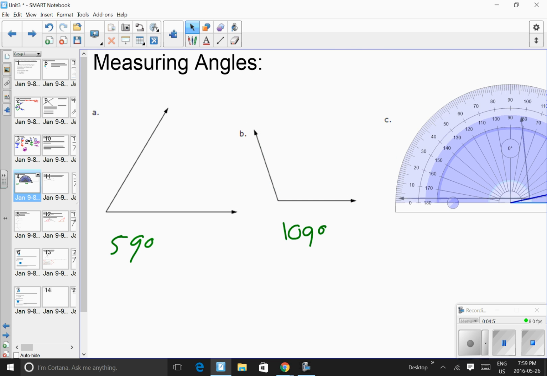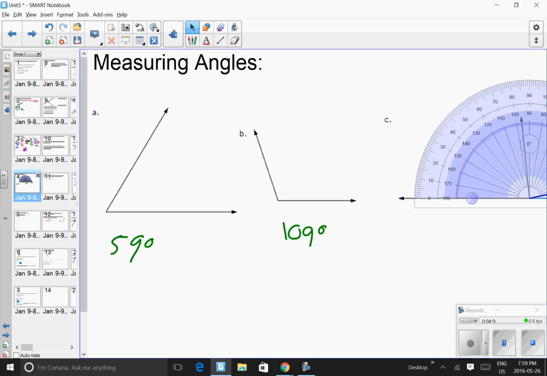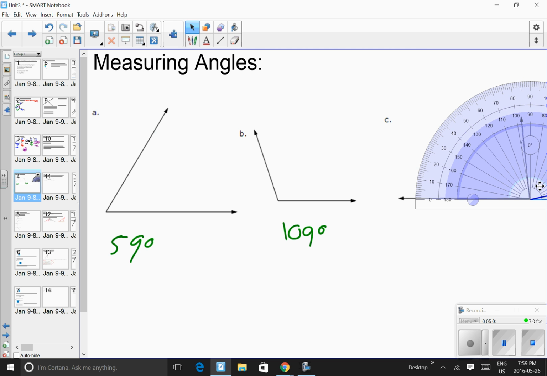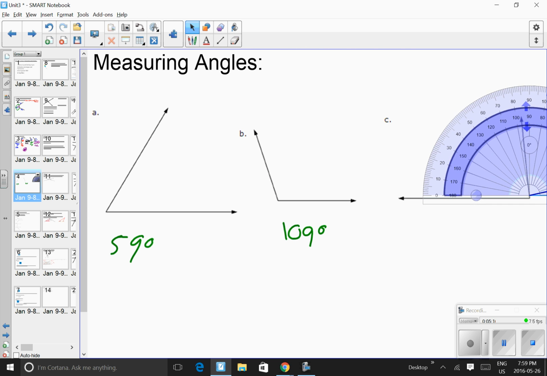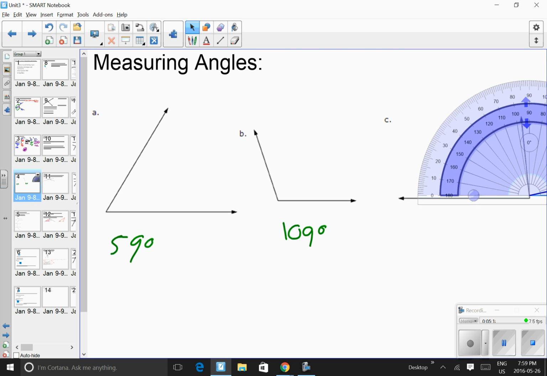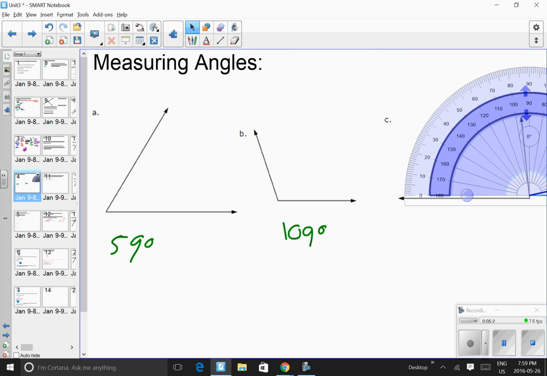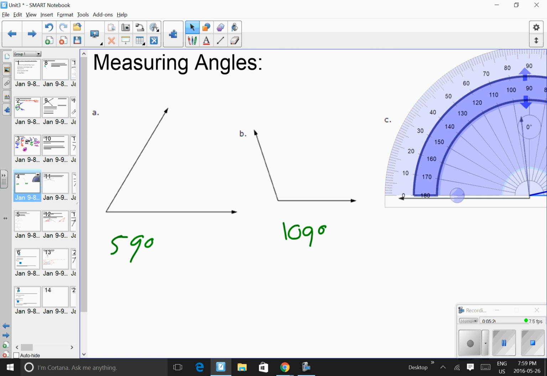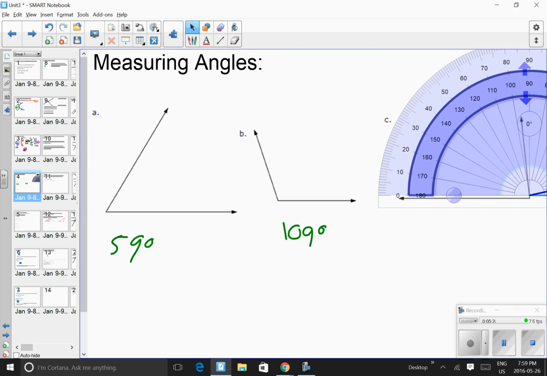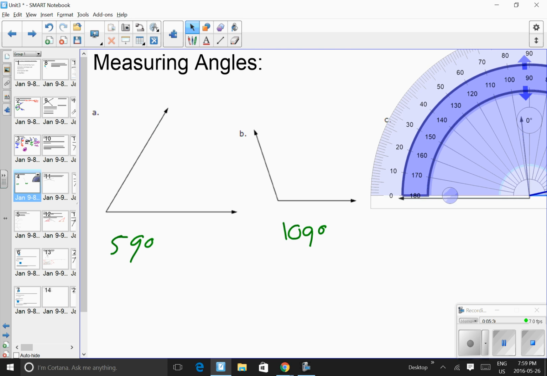And lastly, this one over here, line it up at the vertex. Close enough. And this time we're starting on the outside track. So we'll be going from here. Try to follow that up. And while my protractor is moving like crazy, I'm going to say that's about 83 degrees. Stop moving, protractor!